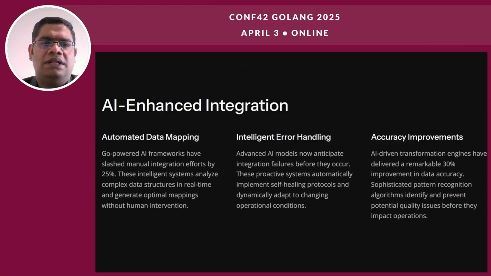Okay, now let's go to how this AI enhanced integration helps in different phases of your deployment or development, and even support as well. First topic we cover is automated data mapping. A Go-powered AI framework has slashed manual integration efforts by 25%. These intelligent systems analyze complex data structures in real time and generate optimal mapping without human intervention.